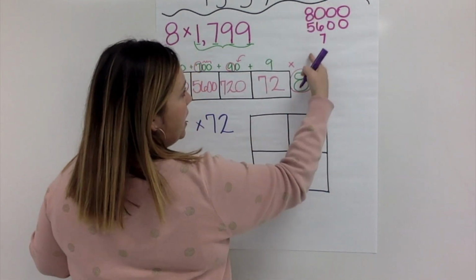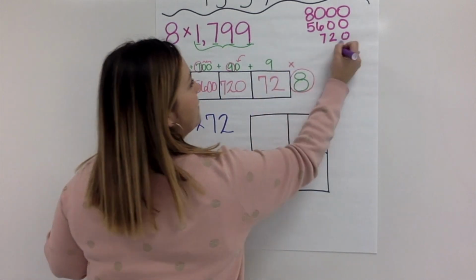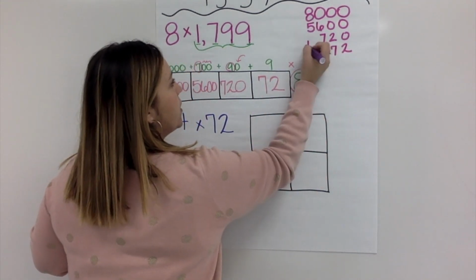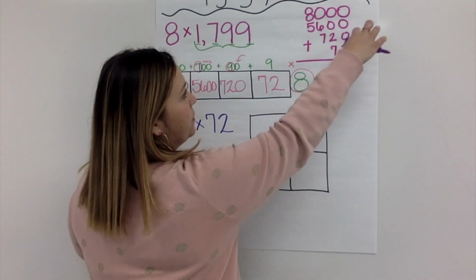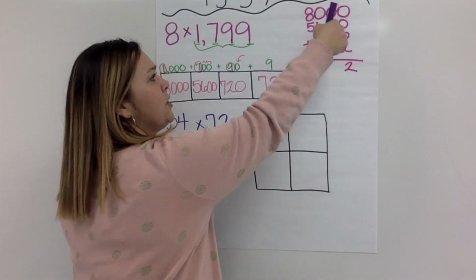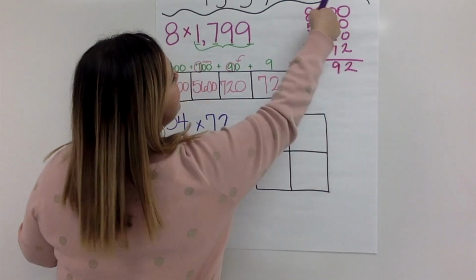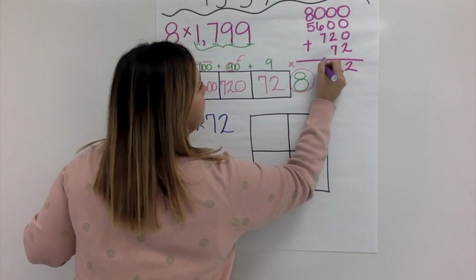720, the 7 goes in the hundreds place. And then this one's just 2 digits, so we have a 7 in the tens place and a 2 in the ones place. We're going to add together our partial products. 0 plus 0 plus 0 plus 2 is 2. Very good. 0 plus 0 plus 2 plus 7 is 9. Excellent job. 0 plus 6 plus 7 is lucky number 13.